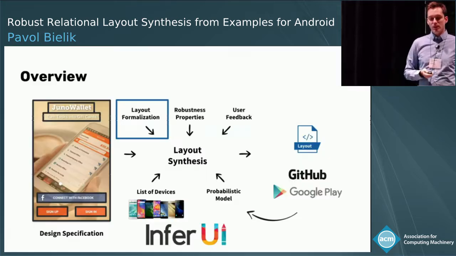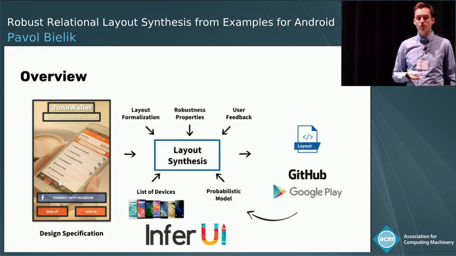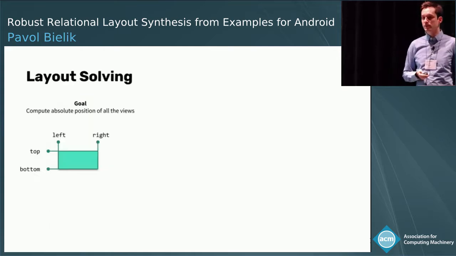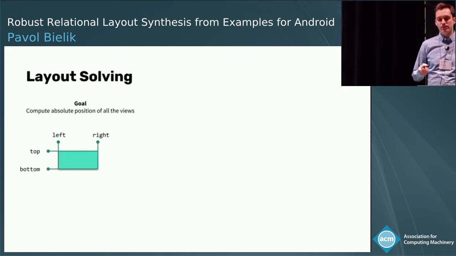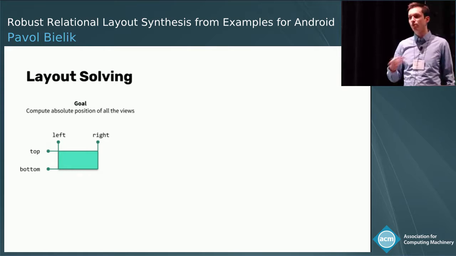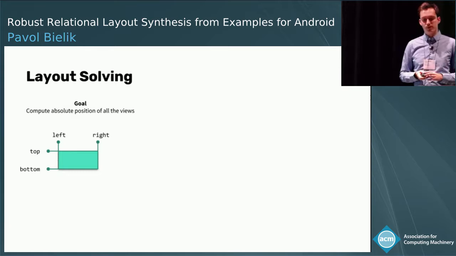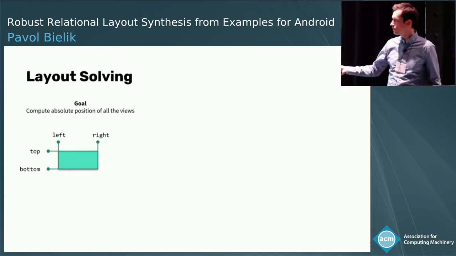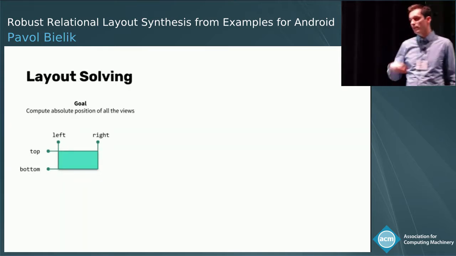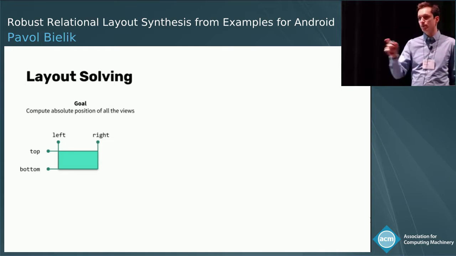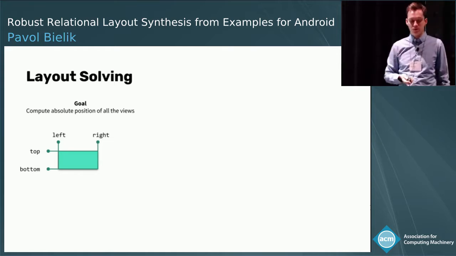So with this, we can move on and say, well, OK, if we had a specification, how do we go about synthesizing layouts? To start with, let's first think about how we solve the layout. If the user has already written the layout, what the device has to do is figure out all the positions of the edges of the views such that it can be rendered on the device. Because once you know the position, you can just render it at that position.